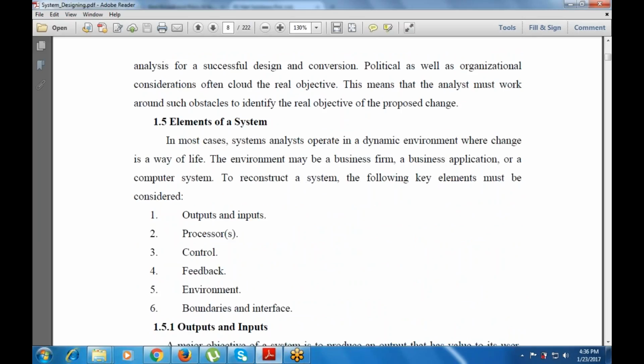The next is elements of a system. What are the various elements of a system? So just do one thing, read out all these concepts and tell me your doubts, if any. Then the next topic is elements of a system. That will take around 5 or 10 minutes.